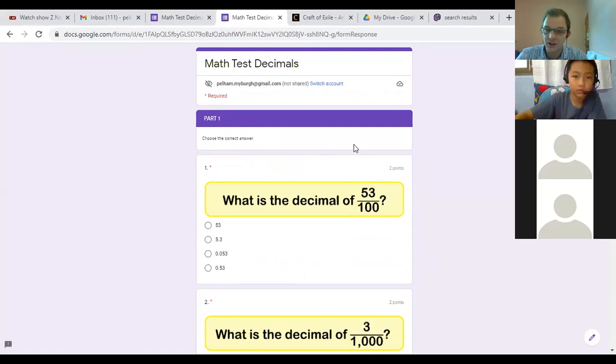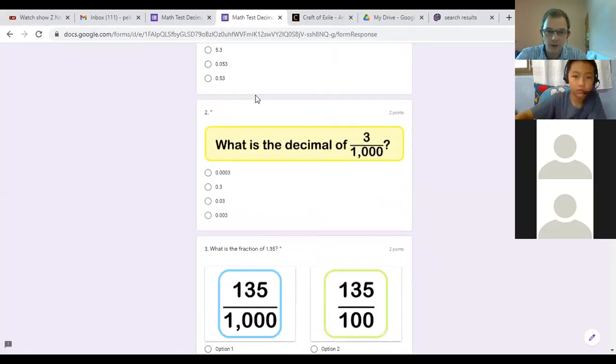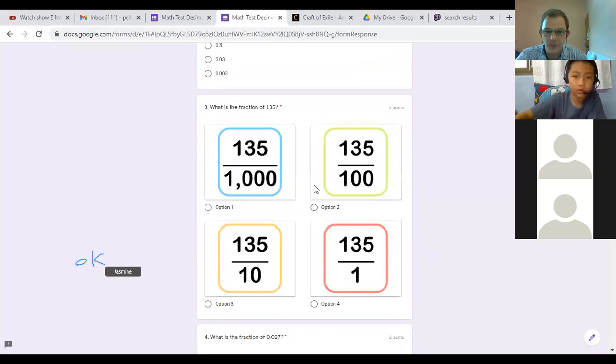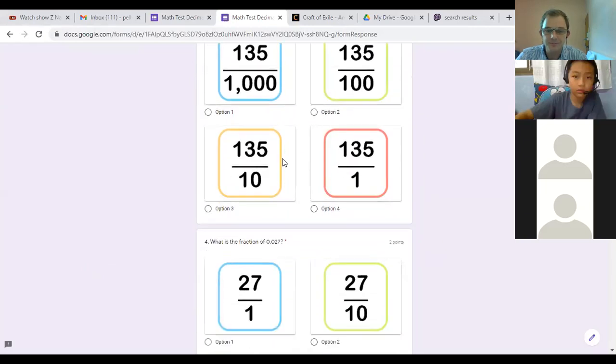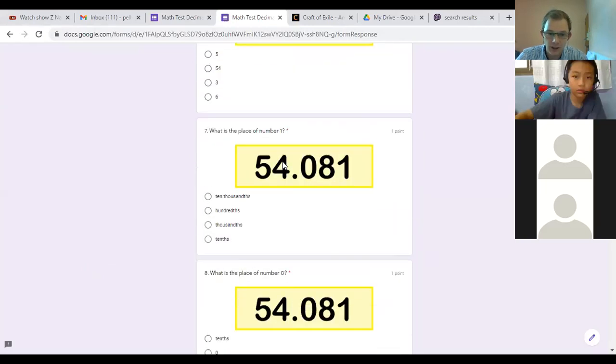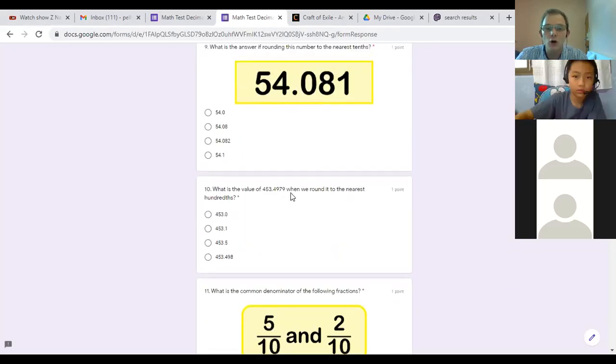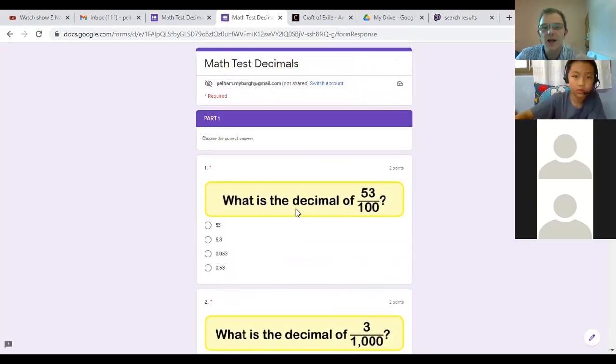Choose the correct answer. So you can choose from the correct answers what these numbers are. As you can see, some of them are different. So we'll have to look carefully. So once you are finished with all your questions, you just click submit, and you can look at your marks immediately as well.